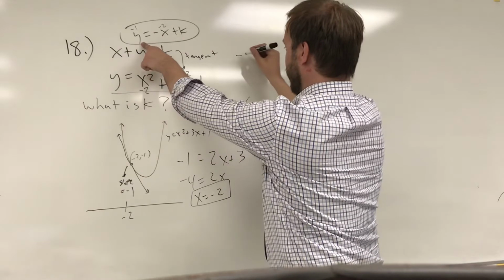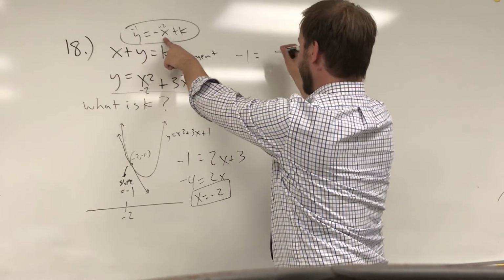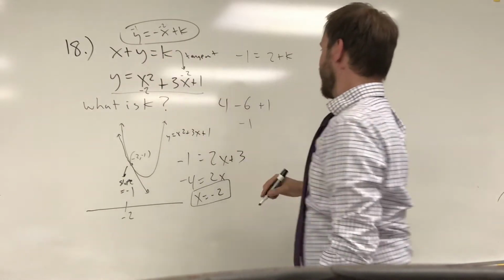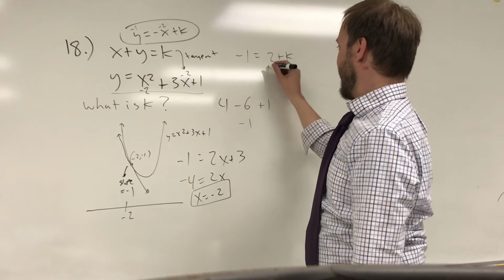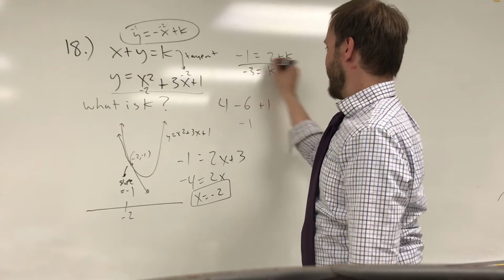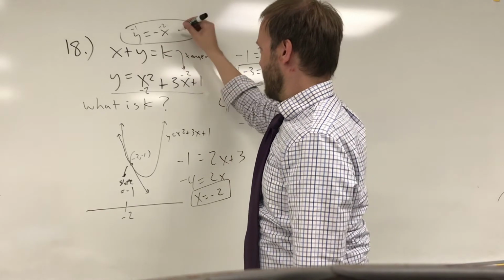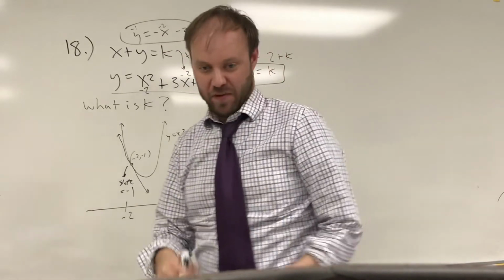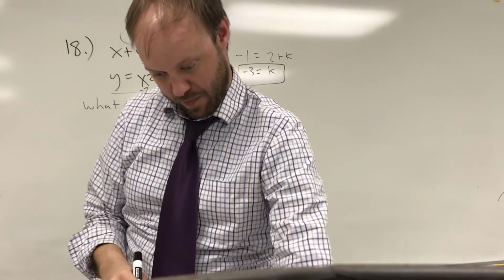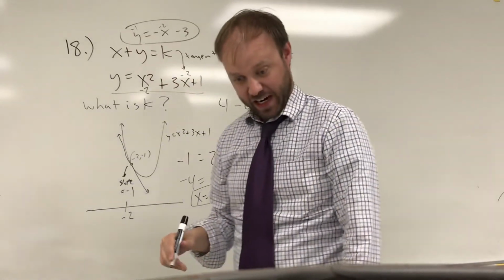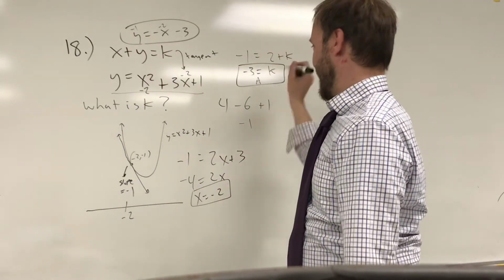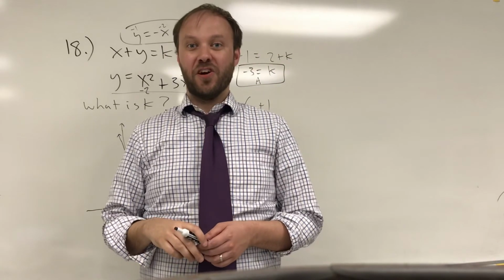When I put negative 2 in for x, I want to get back a negative 1 for y. So we've got negative 1 equals positive 2 plus k, okay? If you solve that, k would be negative 3. And so that would be the equation: negative x minus 3 would be the line that would hit that curve at that point. And it looks like that's choice A on number 18. So great question.